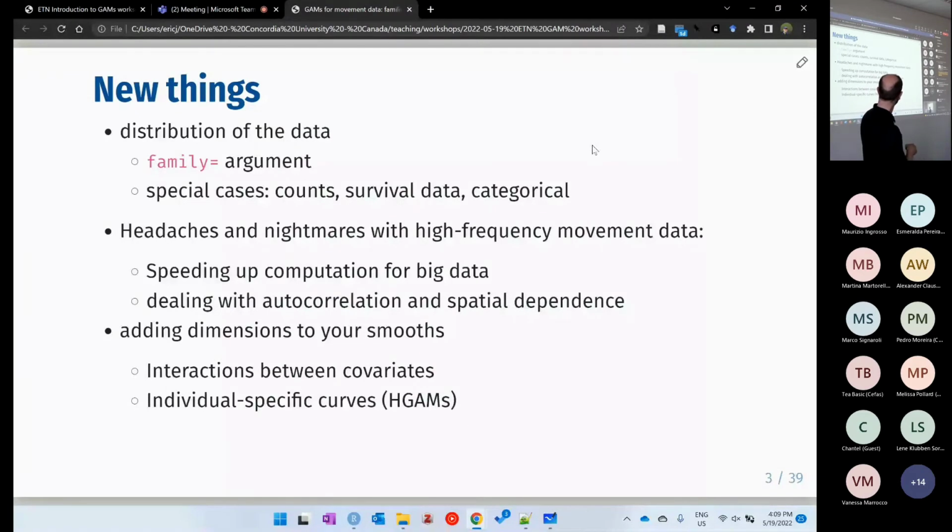We'll also talk a little bit about some of the headaches and nightmares of this high frequency movement data and some of the workarounds for it. And a little bit about adding dimensions to your smooth. I know this is called the HGAM workshop, but we'll be getting to the HGAMs right at the end. So I think it is important that we cover these other ideas first.